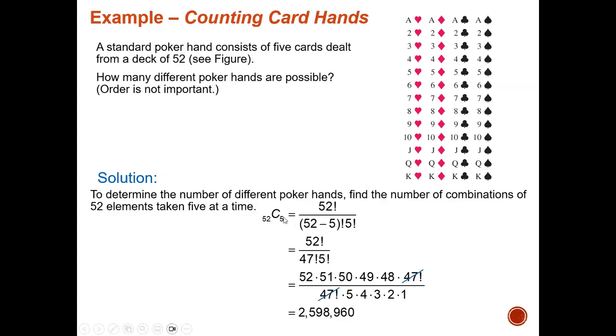Combinations, 52 choose 5. I plug it in appropriately into the formula. 52 factorial all over 52 minus 5, which is 47 factorial, times 5 factorial. Again, you can choose to plug that into your calculator appropriately. We can simplify it first if we want, but in the end, we are getting 2,598,960 different poker hands that are possible. So different ways that you can get 5 cards out of the 52.